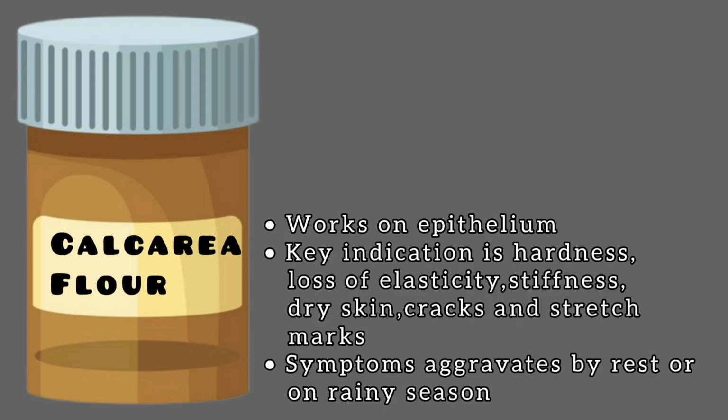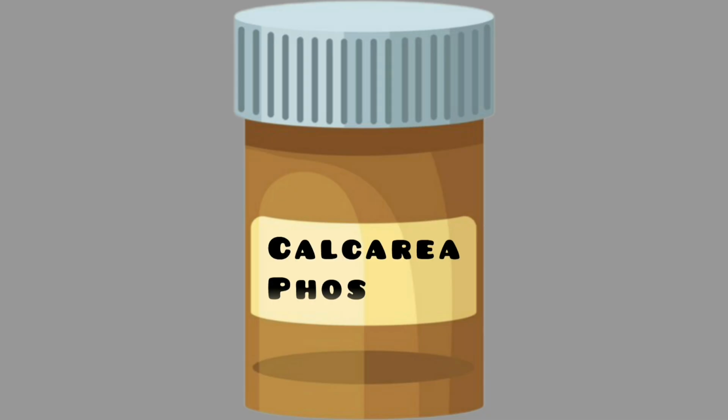Calcarea fluorica works on the epithelium-like surfaces of bone, teeth enamel, and elastic tissue. Key indications include hardness, loss of elasticity, stiffness, dry skin, cracks, and stretch marks. Symptoms aggravate by rest or in the rainy season.